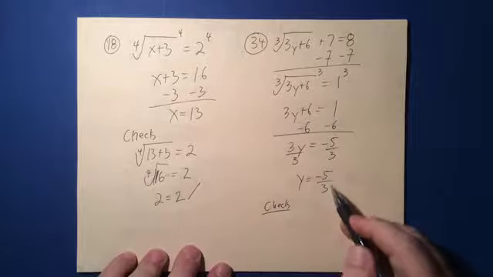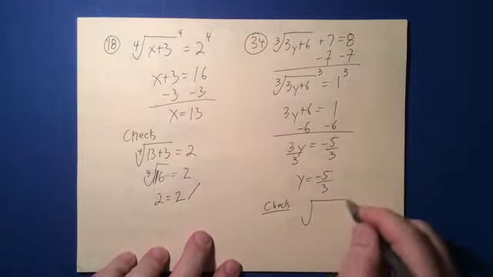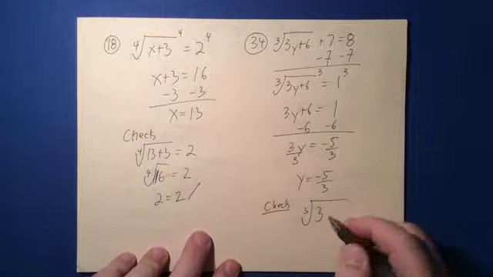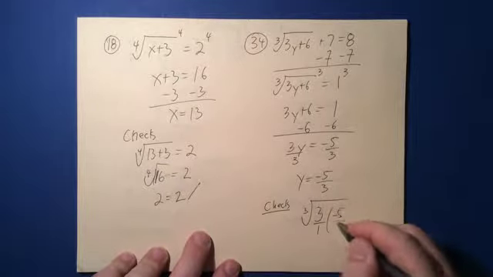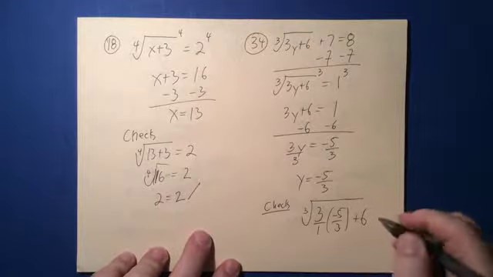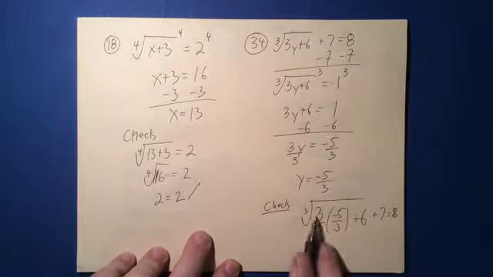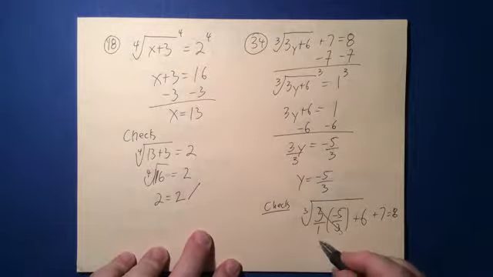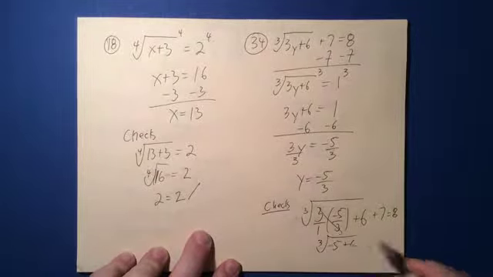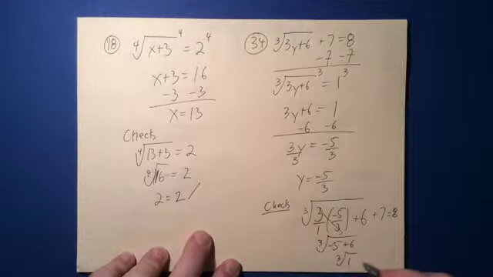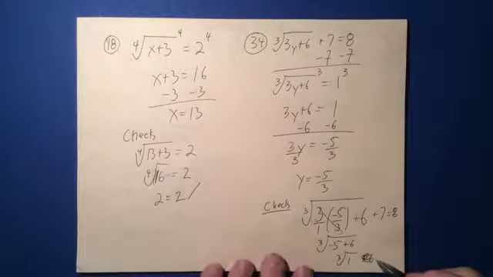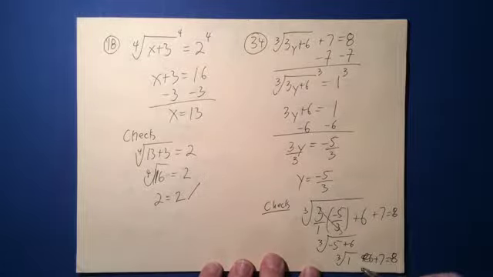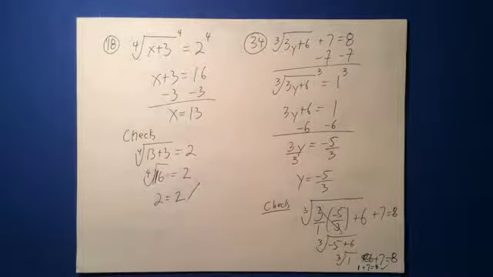The check looks worse than it is because we have negative 5 over 3. So we've got the third root of 3 over 1, times negative 5 over 3, plus 6, plus 7 equals 8. This reduces, so we're going to have the third root of negative 5 plus 6, or just the third root of 1, plus 7 equals 8. The third root of 1 is 1, and 1 plus 7 does equal 8. So this, in fact, does check out.